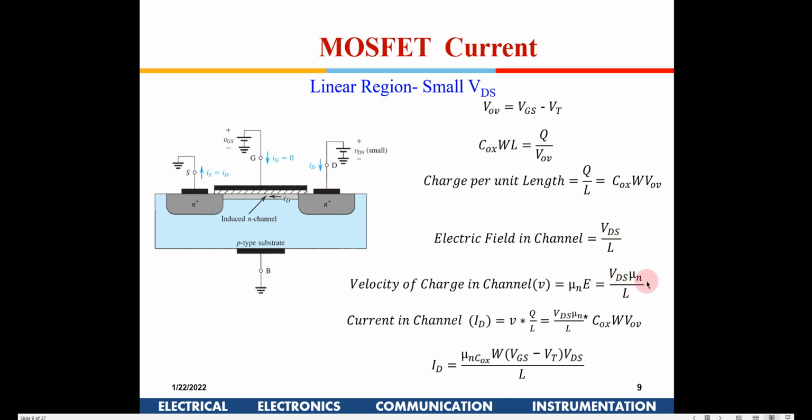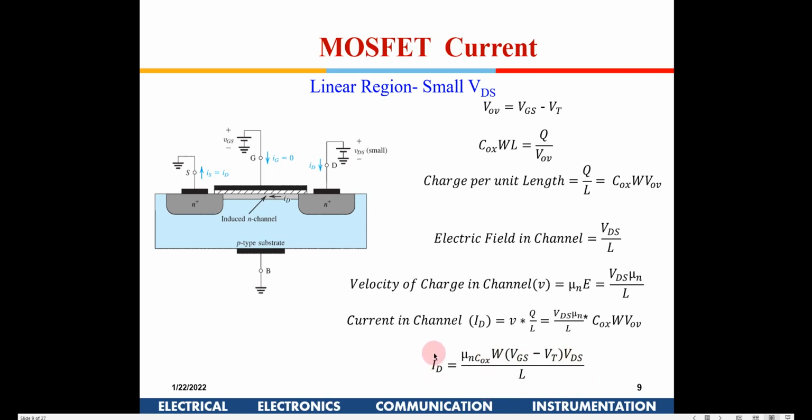Now if you multiply the velocity with the charge per unit length, you get the current. So you multiply V with Q by L: VDS by L times mu n, and for Q by L we found COX W VOV. If you do that, this is the final current equation. We get ID is equal to mu n COX W by L times VGS minus VT times VDS.